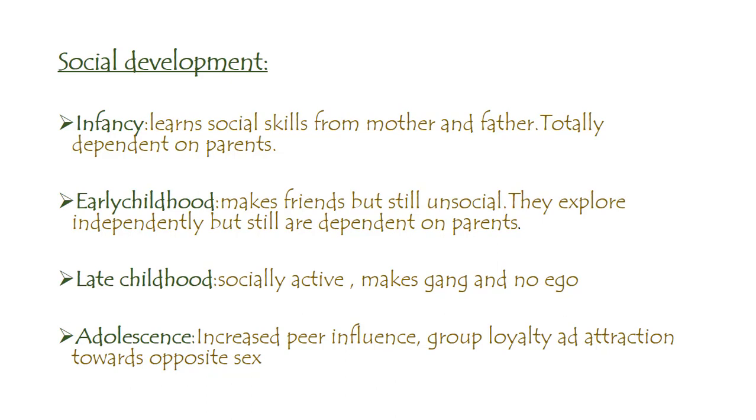Adolescence is the stage where social activeness increases a lot, and people get attracted towards the opposite sex. Peer influence increases, which means they form groups, and there will be much impact of friends on a particular person at this stage. This is about social development.